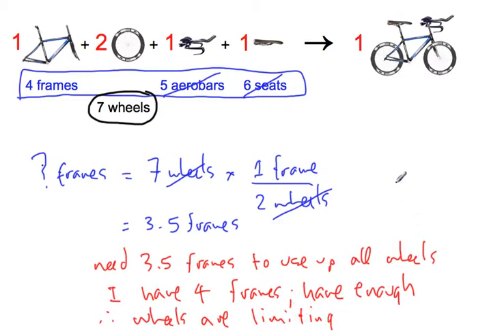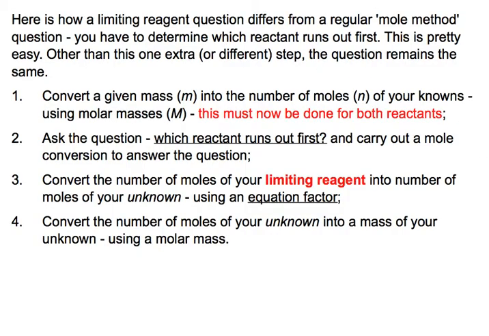And so that's essentially what we do in the chemical context. So let's dive right into the chemical context. Well, actually, before we do that, I'll just briefly explain the process. So it's a limiting reagent question, okay, and it differs a little bit from a regular mole method question because you have to determine which reactant runs out first. And it's pretty straightforward. We just saw it with the bike analogy. Well, it's pretty much the same with the chemical analogy, and you've already done that.